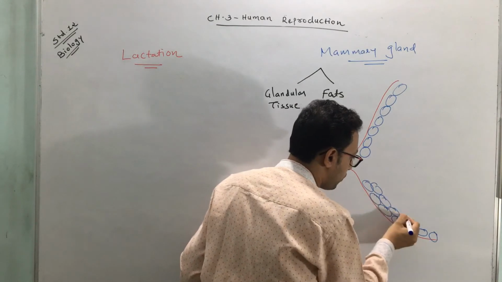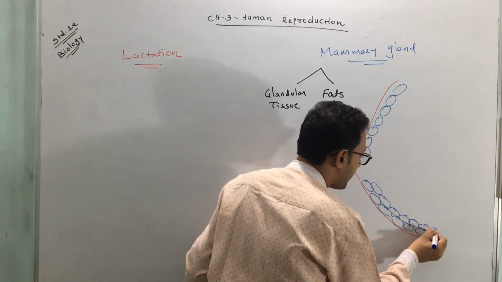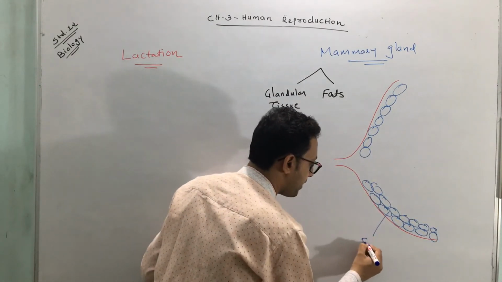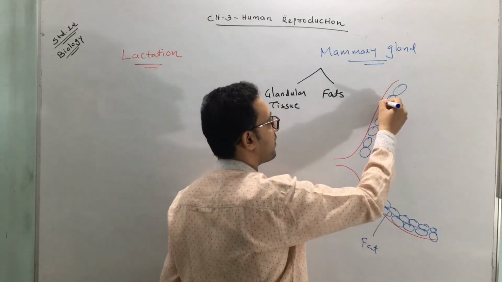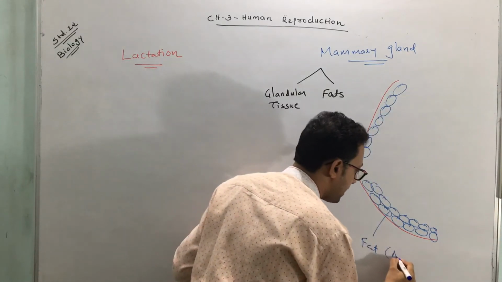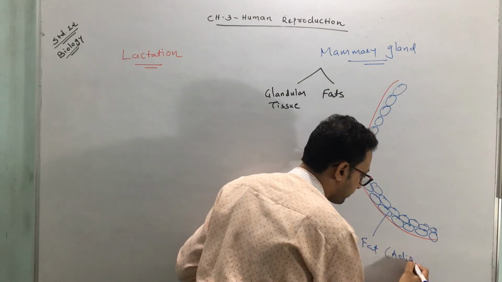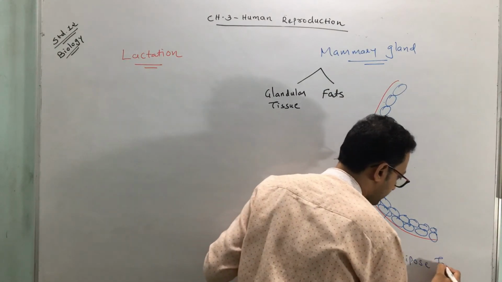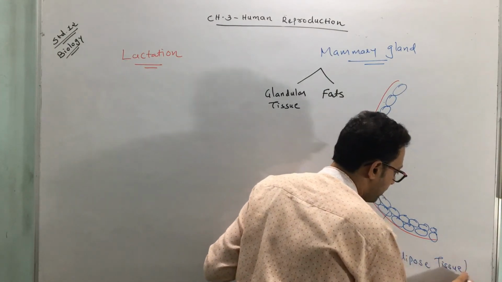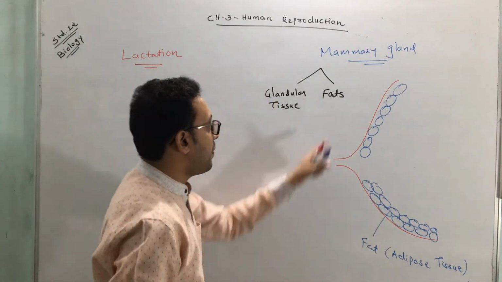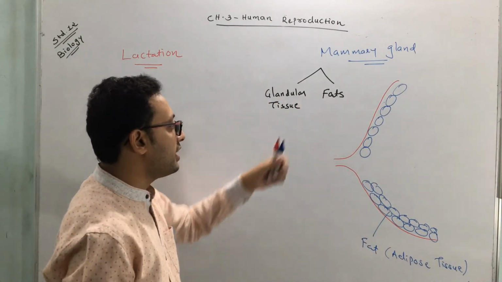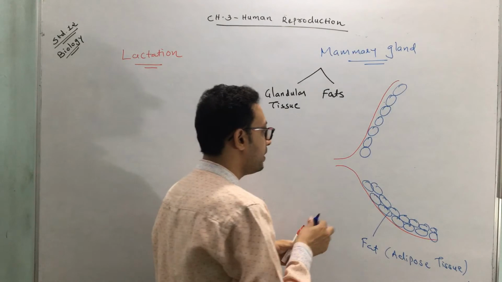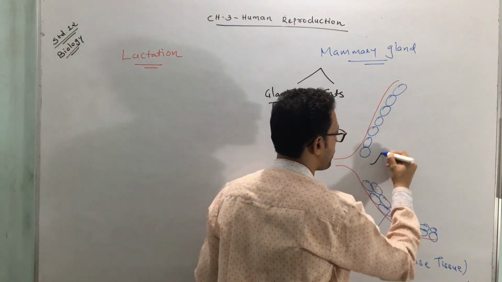Of fat tissues, what we also call adipocytes are present. This is a fat. This is also a fat. You can also call it adipose tissue, in which the fat is stored. Apart from this variable amount of fat, it also contains glandular tissue. This is the glandular tissue.